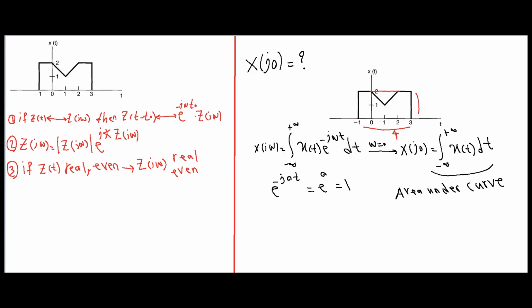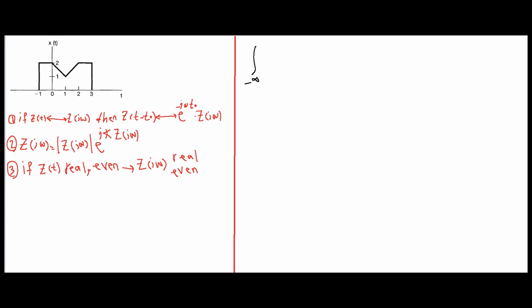To calculate the area under the curve of x(t), we first consider the whole shape as a rectangle which has a length of 4 and a height of 2. Then we subtract one triangle which has a height of 1 and a base of 2. So its area is equal to 1. Finally, 8 minus 1 is equal to 7. And this value is the value of the Fourier transform at 0 frequency. The next part of the question asks for the integral from minus infinity to plus infinity of X(jω).